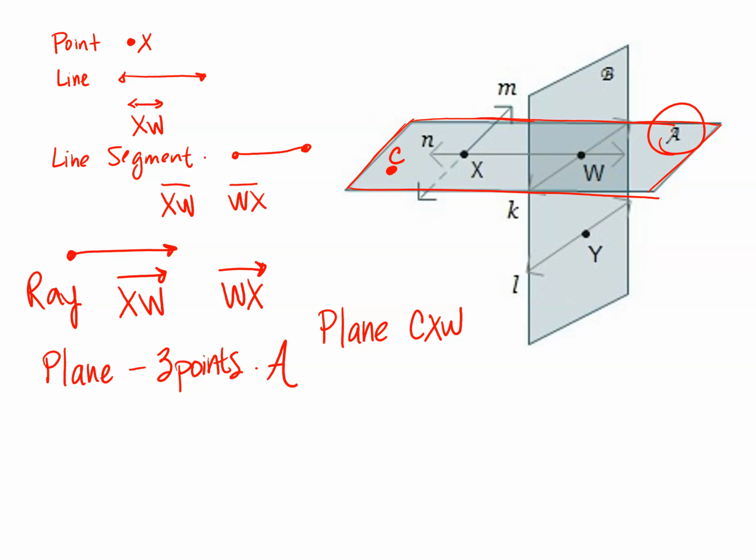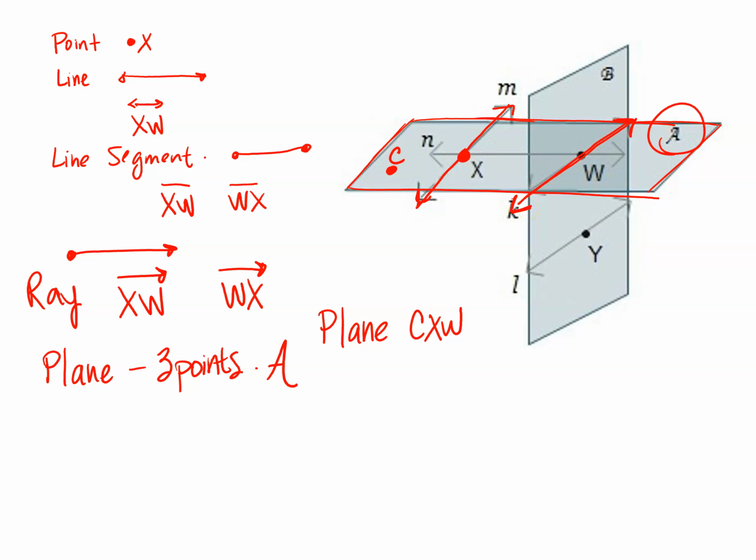All right, the place where a line and a plane intersect is a single point. So in this case, line M is intersecting the plane at point X. Two planes intersect each other at a line. So these two planes are hitting each other at line K.